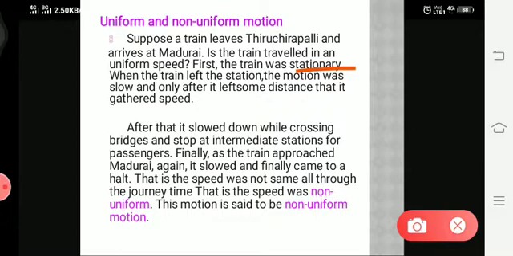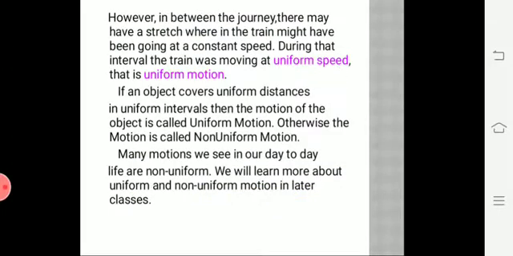What is meant by non-uniform motion? There won't be a constant speed, there won't be a regular interval or constant speed, and this is called non-uniform motion. Sometimes the train may move very fast, sometimes it slows down, sometimes it stops at a junction. So we can say this type of motion is called non-uniform motion. Okay, now what is meant by uniform motion? Opposite to non-uniform is called uniform motion.